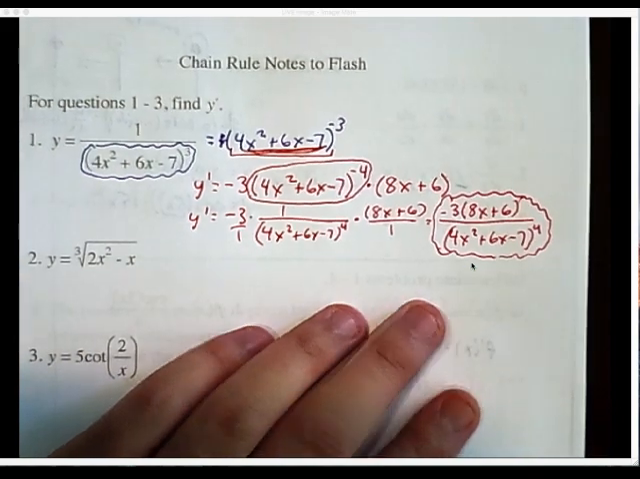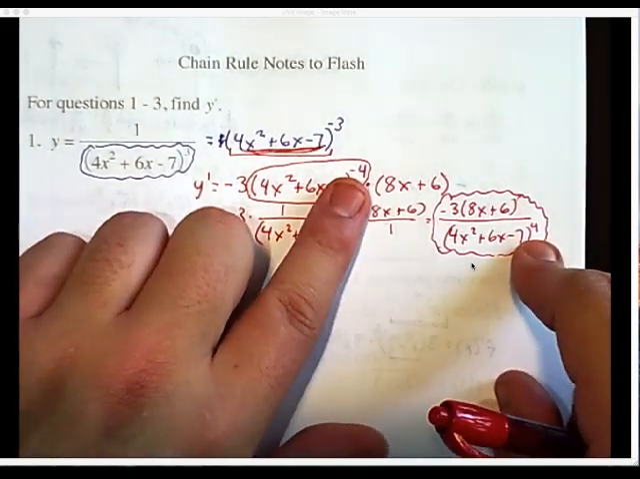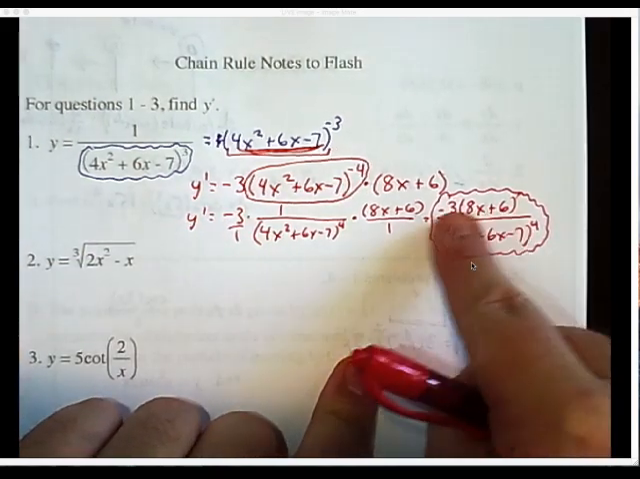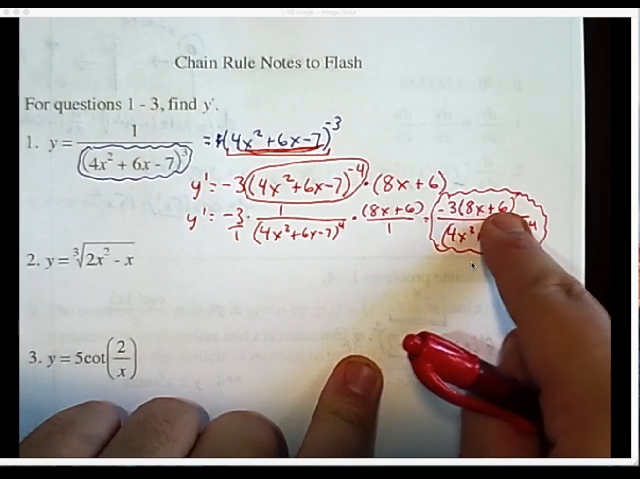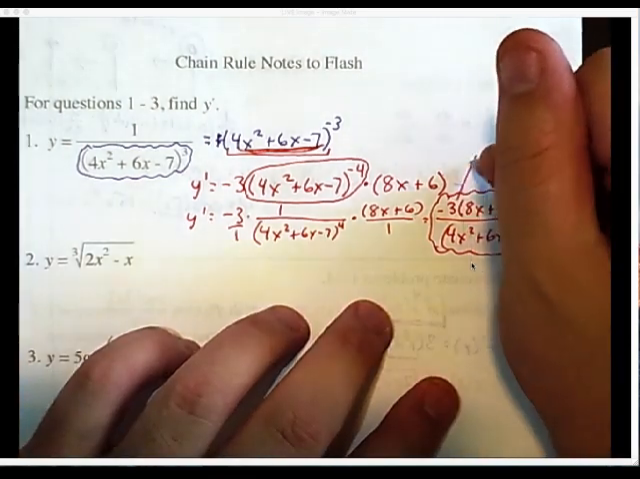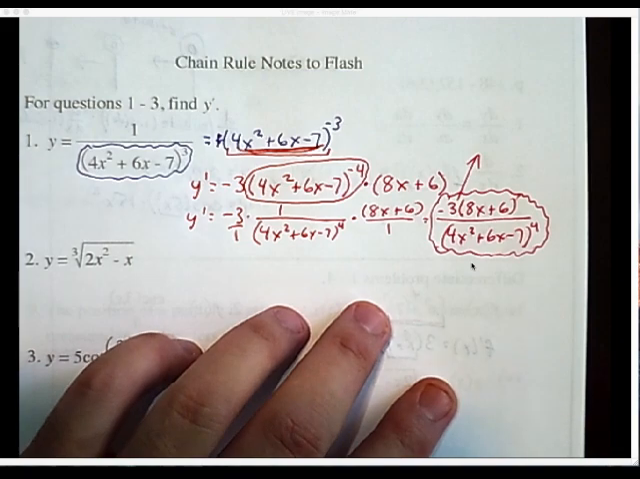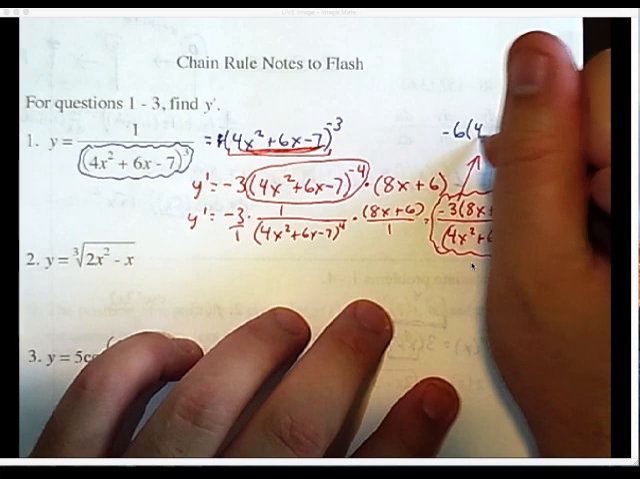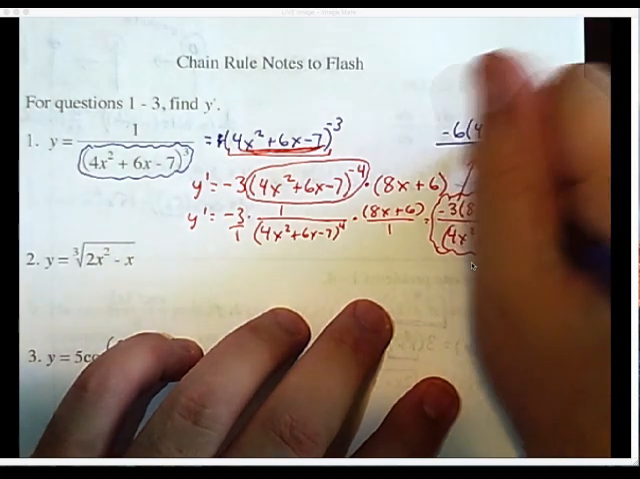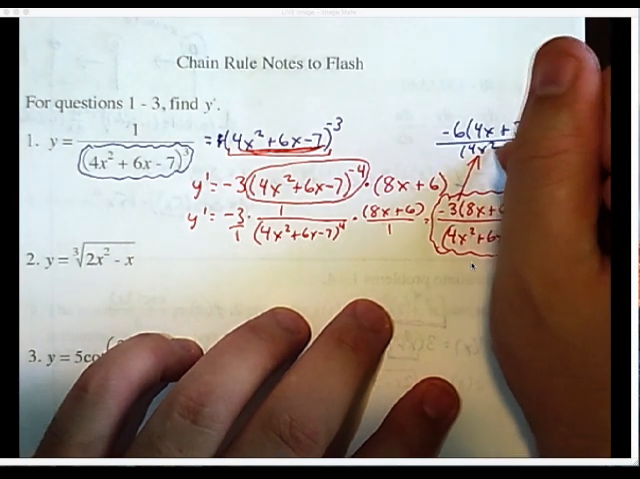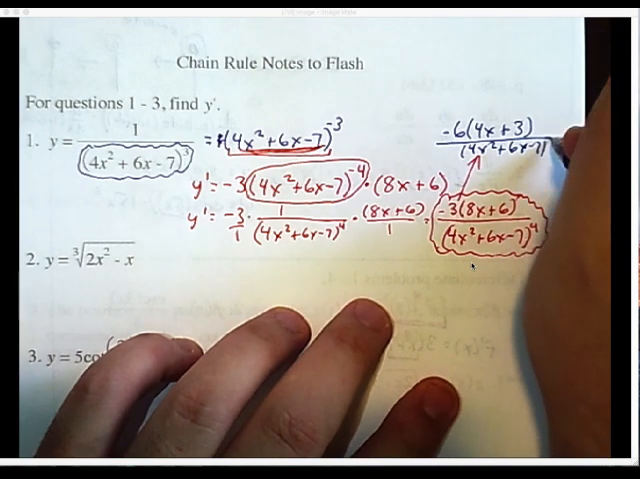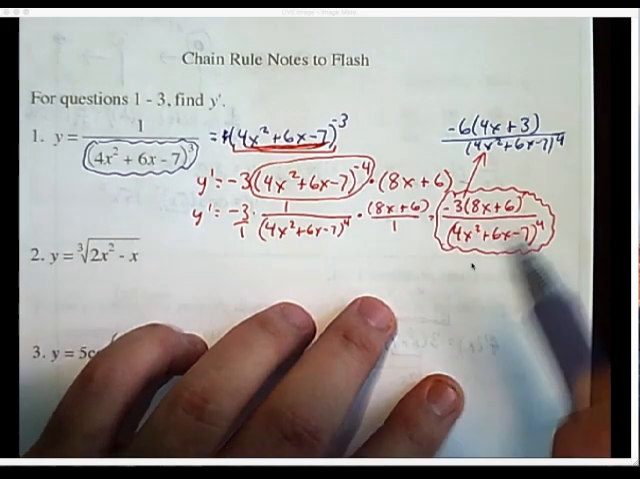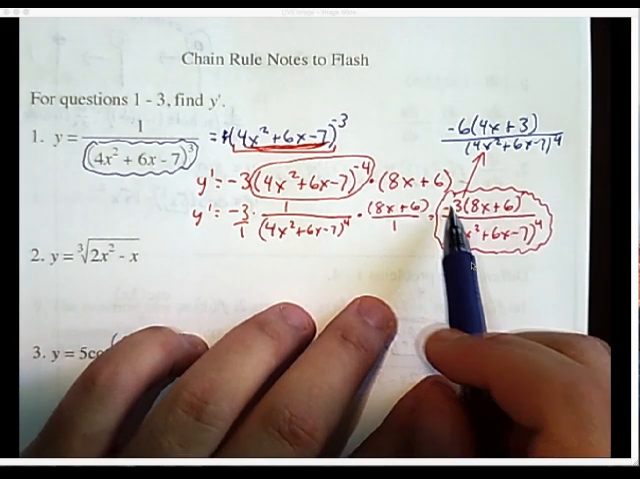College Board doesn't really like keeping things with negative exponents, so they would probably write it like this, or they could even factor another 2 out of this parenthesis. What do I mean by that? If you factor out another 2, this would become a -6, and that would become 4x plus 3 over 4x squared plus 6x minus 7 to the 4th power. So they could write it like that. I just took 2 out of this and moved it out front.